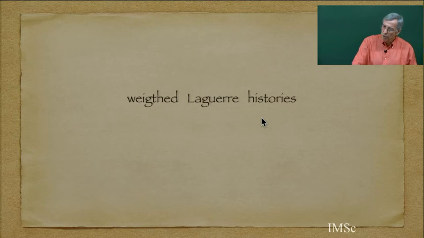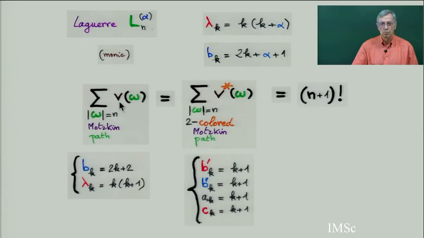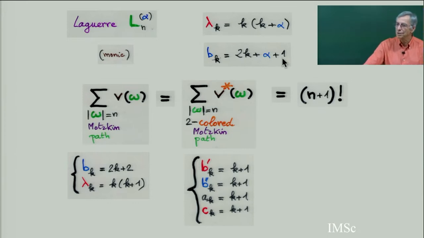So now, today, we are going to introduce the first step, the Laguerre history with a weight. With Laguerre polynomial as a parameter alpha, I have to understand what this parameter alpha means in the bijection between history and permutation. So this was the general case, and for k plus alpha, now instead of k plus 1, I have this weight: lambda k is k times k plus alpha, bk is 2k plus alpha plus 1. This comes from standard books in orthogonal polynomials.